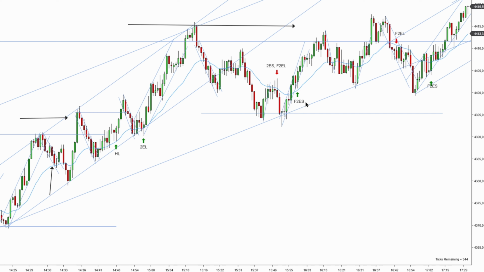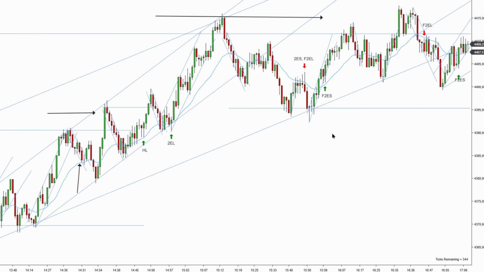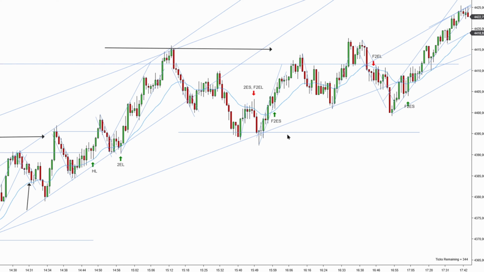Notice I'm only marking variations of second entries of two-legged pullbacks, or higher lows, or even failed breakouts eventually. These are the high probability setups. You're not interested in chasing the market on a bunch of first entries at undesirable locations. Instead, you wait for price to come to your key entry points that you predetermine and take the two-legged pullback. That's the high probability setup, and high probability setups are rare.